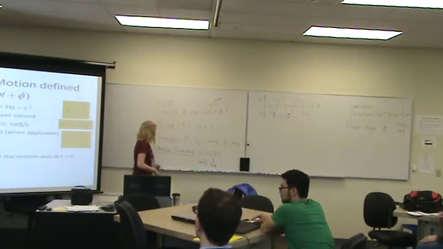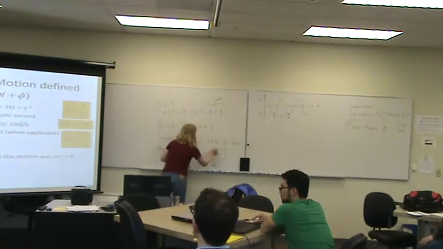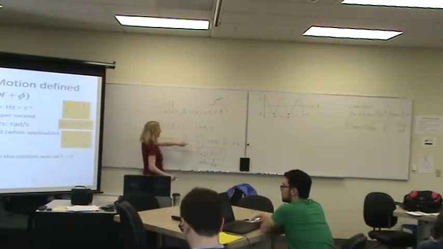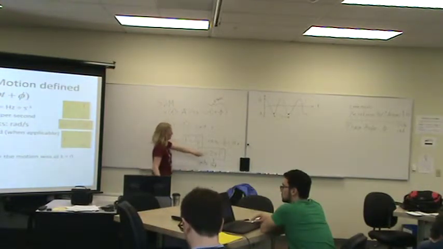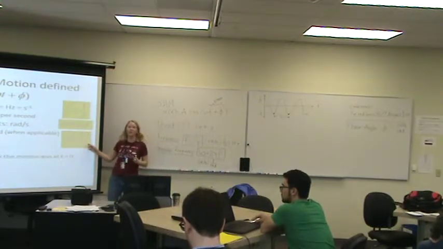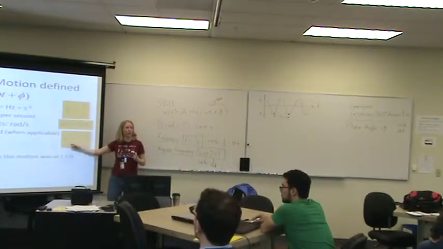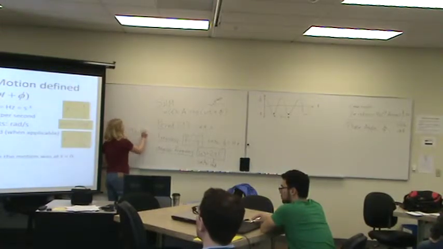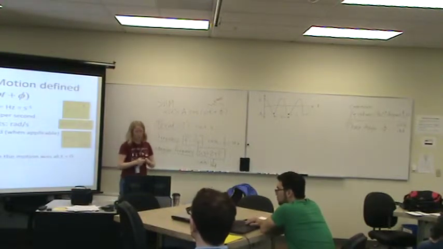Oh, here's another equation that's useful. Because frequency is 1 over T and omega is 2 pi times frequency, we can combine those to get an equation for period in terms of angular frequency. Just having a bunch of those is handy.